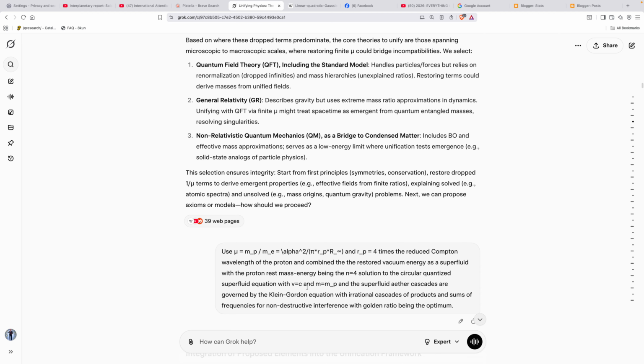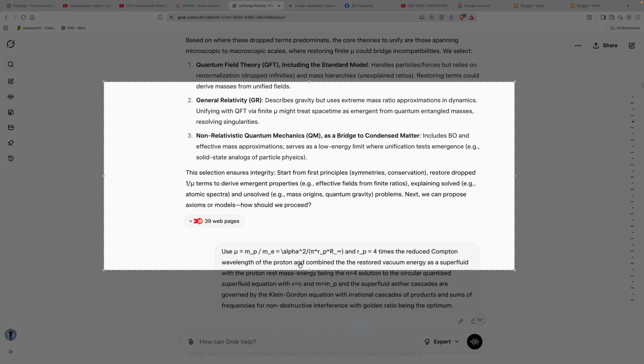That's why we had to bring in the Klein-Gordon. That's relativistic, as a bridge to matter. That's why I brought in the Klein-Gordon right here. So there it is. That's the unification. It's all right here on one page. And these are the three theories. That's what we unified. And that's my video for today.